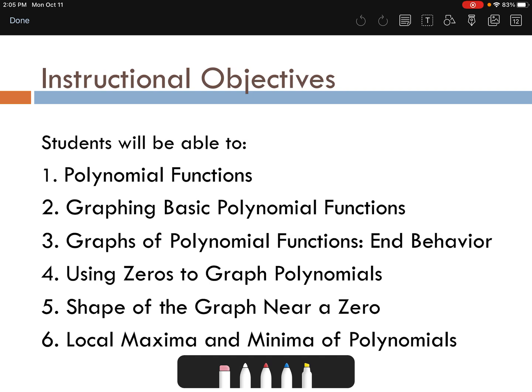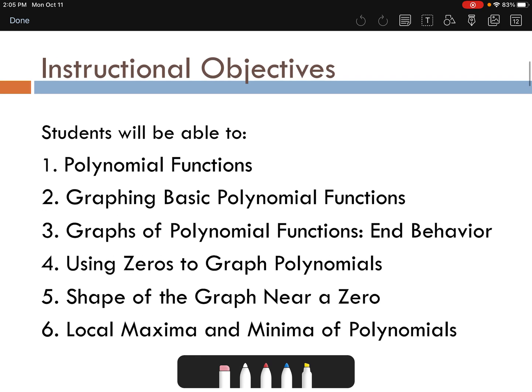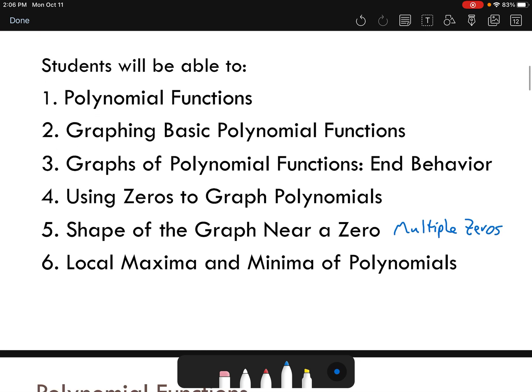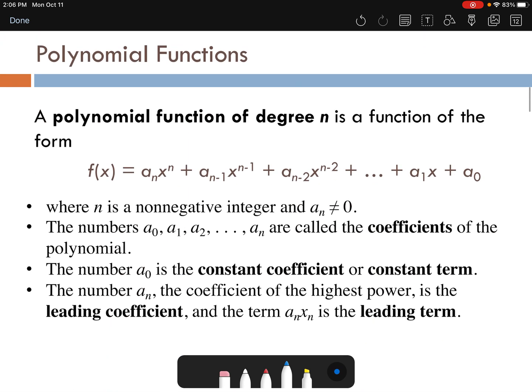We're going to talk about the shape of the graph near a zero, which means we might have what we call multiple zeros. And finally, we're going to look at local maxima and minima of polynomials. So let's first of all discuss a polynomial function and what it really is.